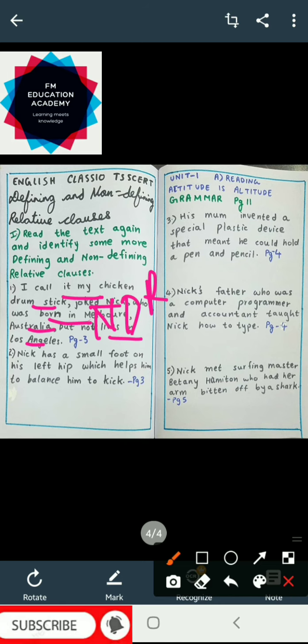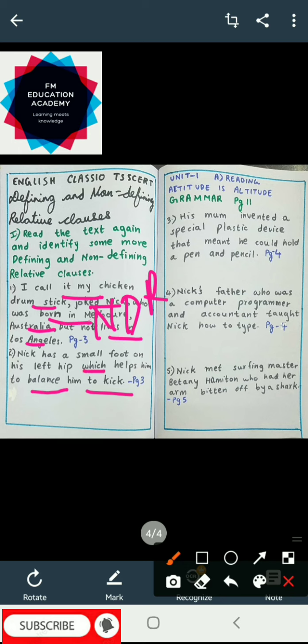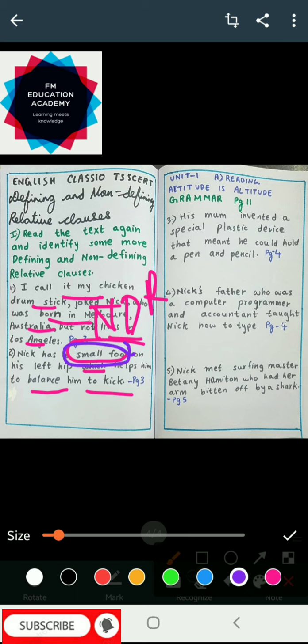Now see the second example. From the textbook: Nick has a small foot on his left hip which helps him to balance him to kick. So here we can see that Nick has a small foot on his left hip which helps him to balance him to kick. What is helping Nick to balance him to kick? His small foot is helping him to balance. So we can see that "which" is related to the small foot. The small foot is giving us the information, and that is related to Nick. That is why it is a defining relative clause.